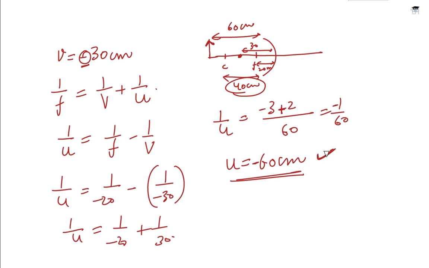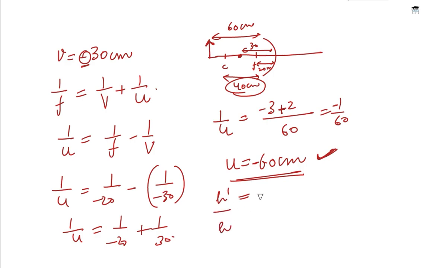So u has come out to be minus 60 centimeters, and if you remember, the image is real, formed in front of the mirror, and inverted. So when we find h dash, it is going to be negative and it is going to be less than our h, because the image in this case will be diminished. So let's find our h dash.